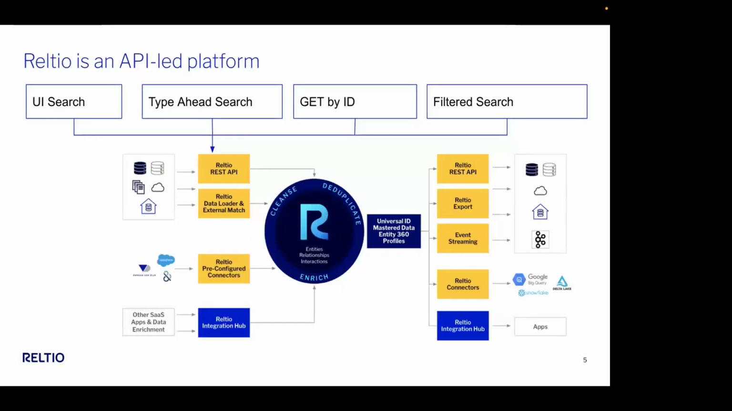So Reltio is an API-led platform. What does it mean specifically? Normally all interactions with the platform go through the Reltio REST API. Even our UI and our own connectors always work through the Reltio API. So every time you do a search, it doesn't matter if this is a type-ahead search, or you get an object by ID, or you do a filtered search, or you search something in the Reltio UI, every time the first layer you hit is the Reltio REST API layer.